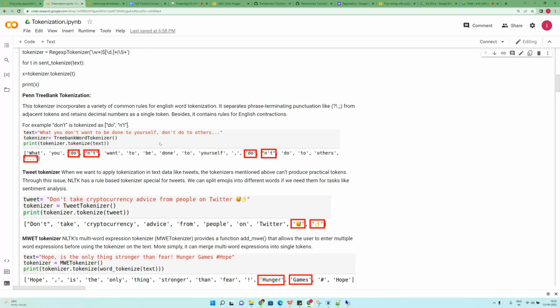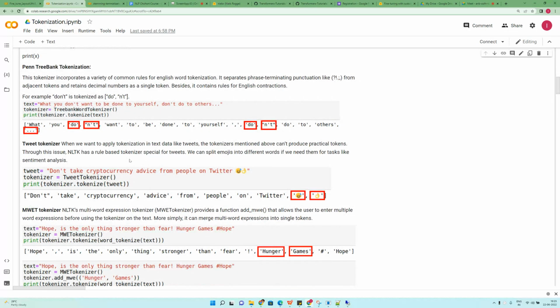Instead of blindly dividing using spaces, it adds some rules in between that make sense, like dividing words such as don't and won't, or shortcuts that are written, into meaningful parts like do and n't as separate things. And if there are any symbols like a colon or a question mark, it considers them a separate token instead of attaching them to the word. So that is the use of the Penn Treebank tokenizer.